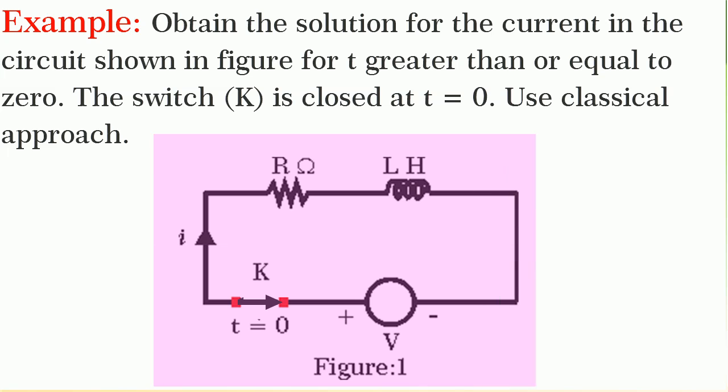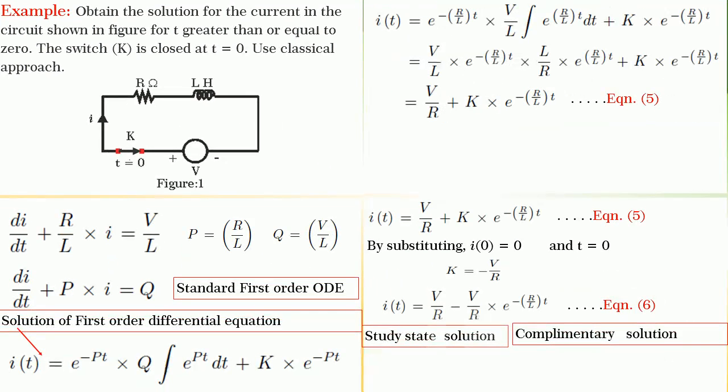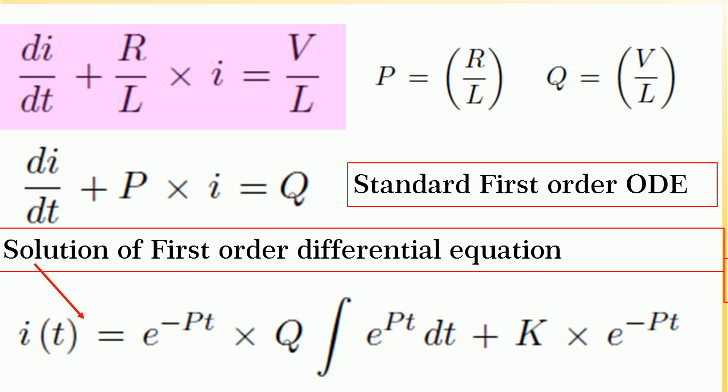We have already obtained the system equation for this circuit, and that is di/dt + (R/L)·i = V/L. If we represent this equation in the standard form of an ODE, we get di/dt + P·i = Q, where P = R/L and Q = V/L.